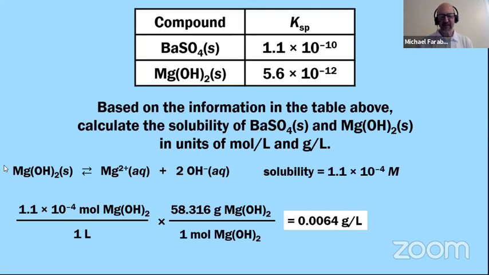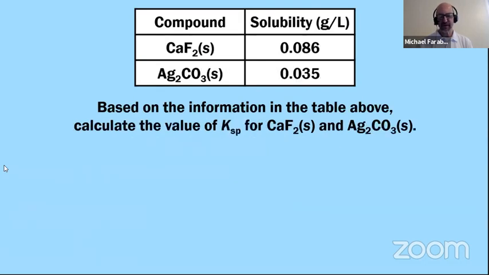If we've gone from KSP to solubility, we should be able to go the other way around. So now I'm going to give you the solubility of 2 different compounds. This is calcium fluoride, CaF2, and silver carbonate, Ag2CO3. Can we go from grams per liter to KSP? All right, let's again get our periodic table so we can figure out the molar mass of CaF2.